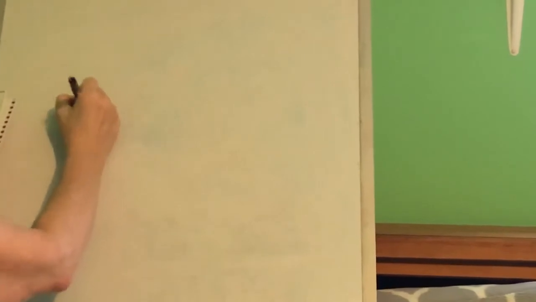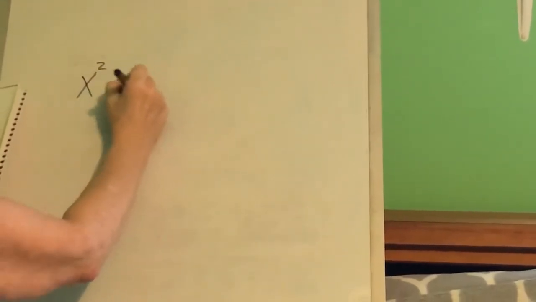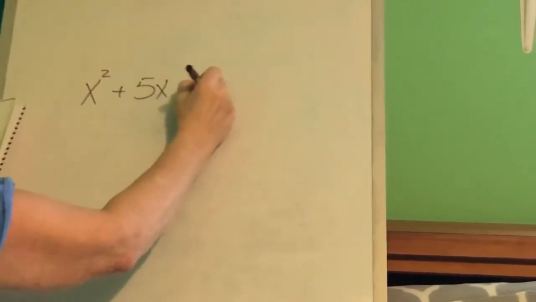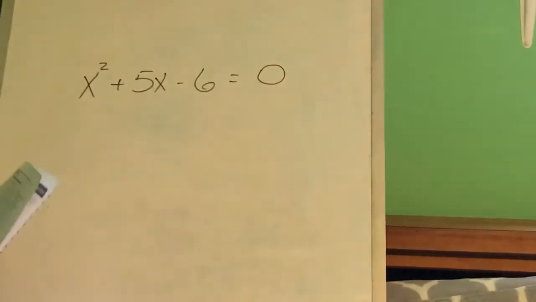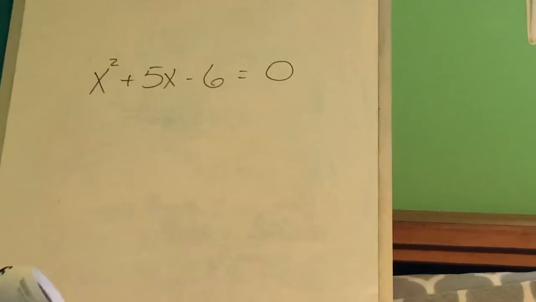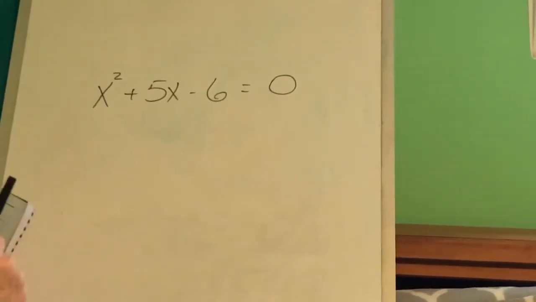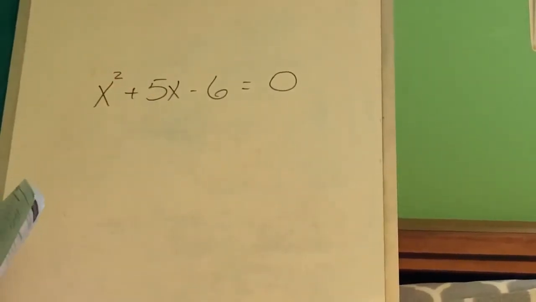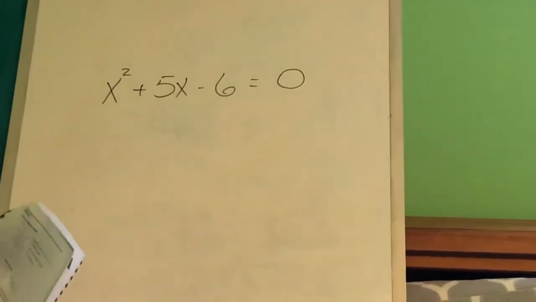If we have x squared plus 5x minus 6 equals 0. Now most of you can look at that and you know right away that it's factorable. We did this one a whole lot of times. But we still want to use this method, and you're going to see in a little bit how that impacts the type of solution that we have.